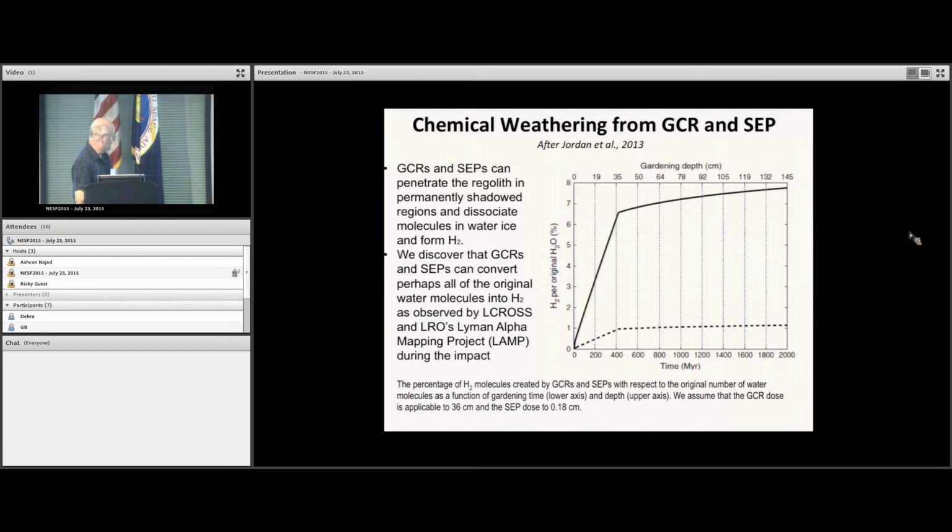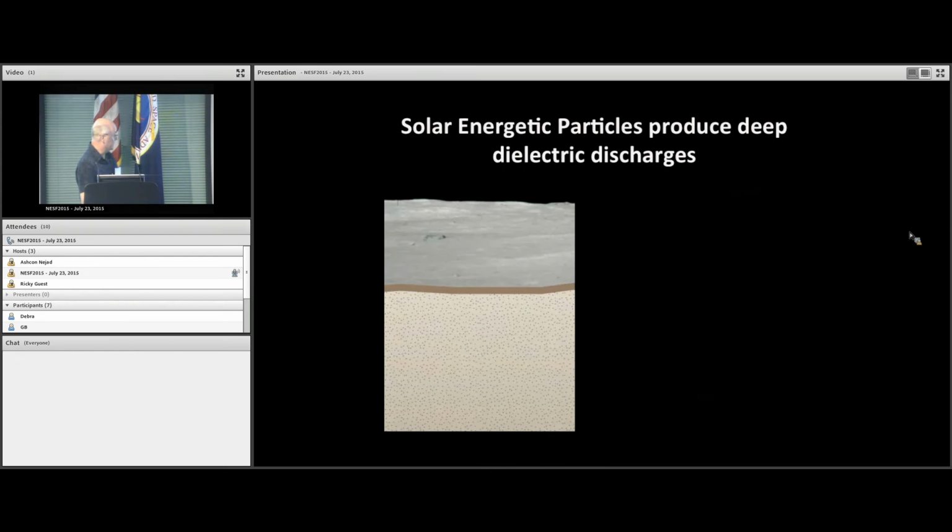And so this work, I believe, showed that there was a nice consistency with the measurements made by LCROSS during the impact, as measured by the Lyman alpha instrument on LRO, consistent with the kinds of fluxes of GCR that we've seen, and solar protons, over the course of the history of the moon as a function of the gardening depth, with a very good synergy with the measurements made from the LCROSS impact.